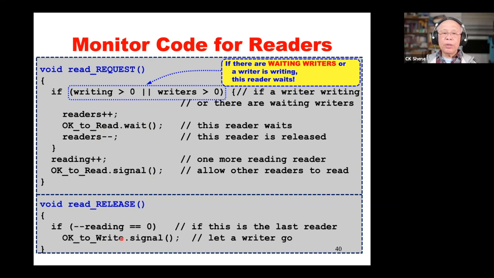Now this is still the same. Upon exit, subtract one from the reading readers, and if it's zero, then I am the last reading reader. Then wake up a writer, if there is one there. So the only difference is here.